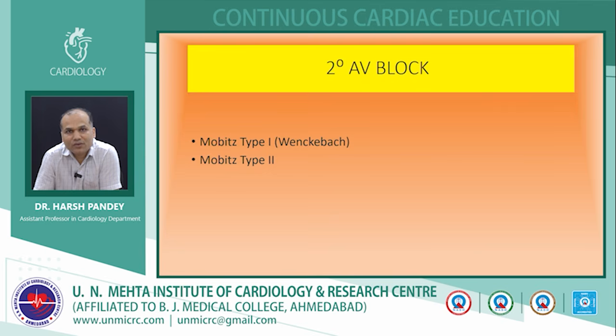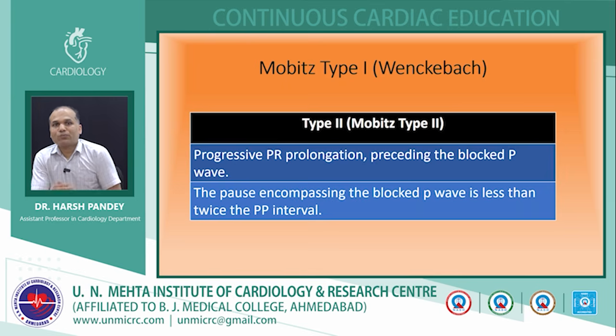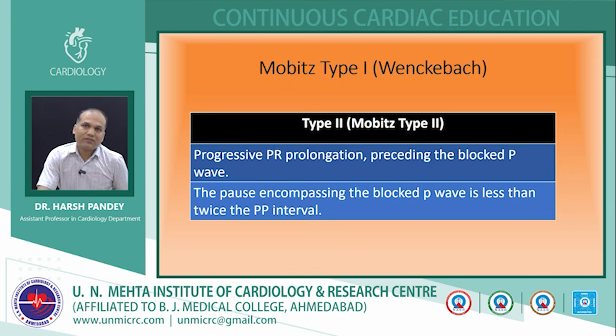Coming to the second degree AV block, it is divided into 2 types, Mobitz type 1, known as the Wenckebach phenomenon, and Mobitz type 2. In Mobitz type 1, there is a progressive delay with PR prolongation followed by a blocked P wave, and there will be a pause following the blocked P wave. The pause duration will be less than twice the PP interval.